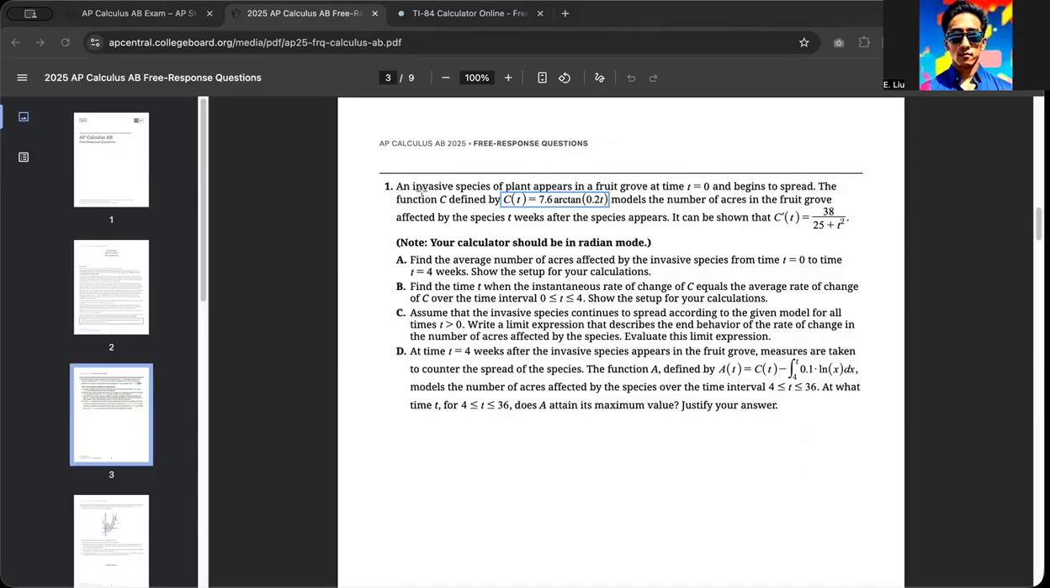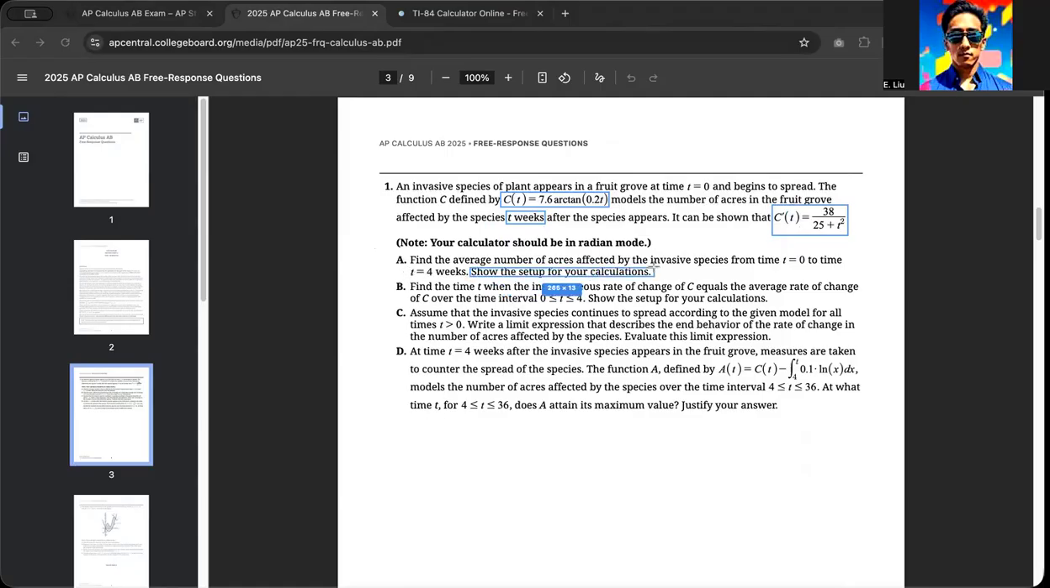This is the number of plants. It models the number of acres in the fruit grove affected by the species t weeks after the species appears. It can be shown, and here is our derivative function, C prime of t is equal to this function. First problem, A. Find the average number of acres affected by the invasive species from time 0 to time t equals 4 weeks. Show the setup for your calculations.